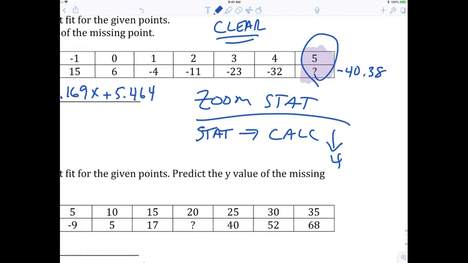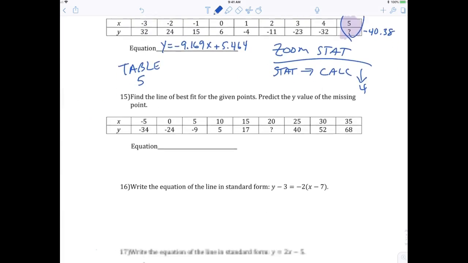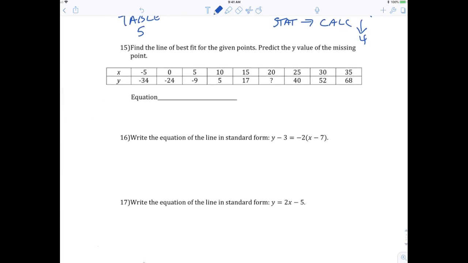I'm fixing this. Okay, I'm going to show you right now. Everybody do 15, please. Everybody do 15. Now you got to go to your table. Right? Do the next one.